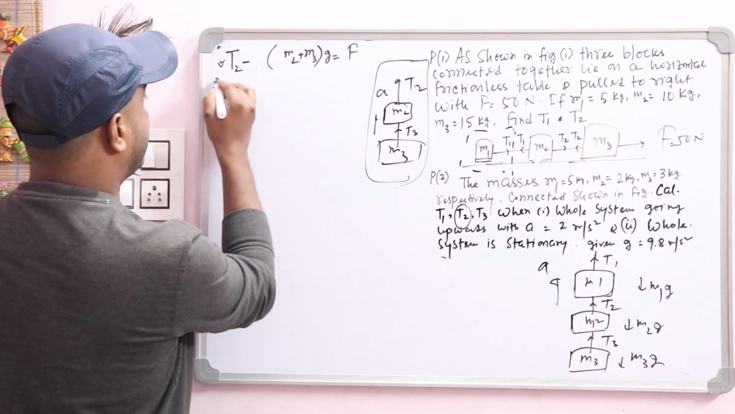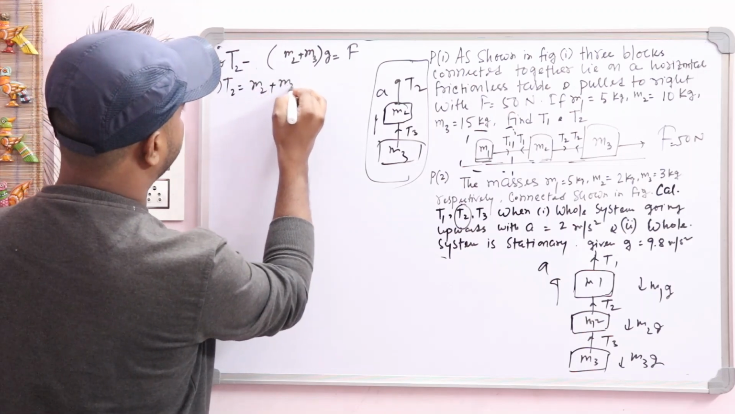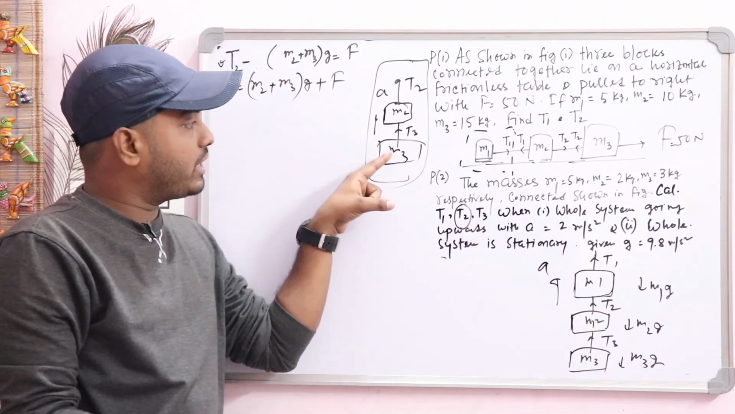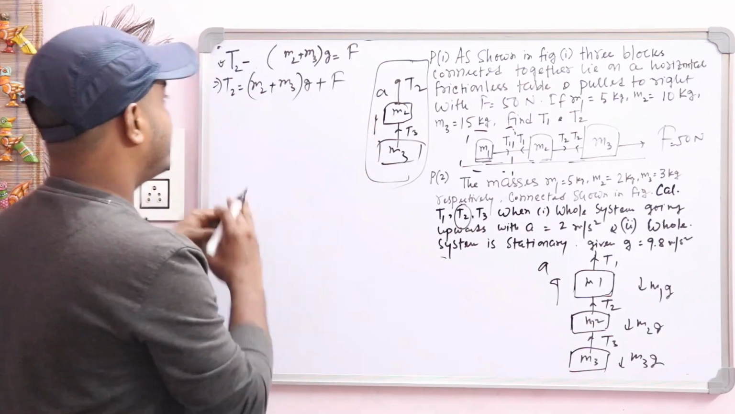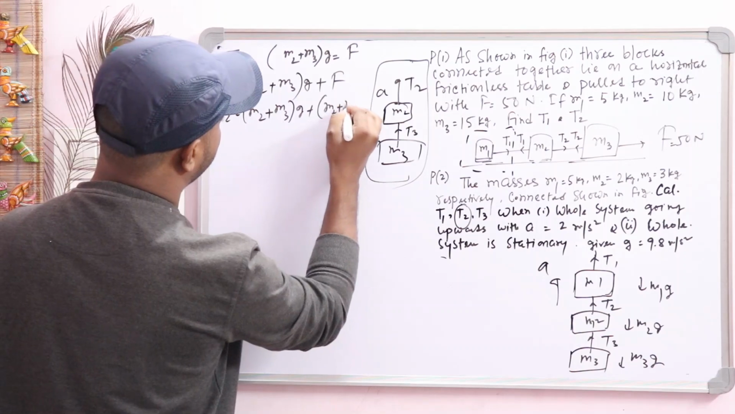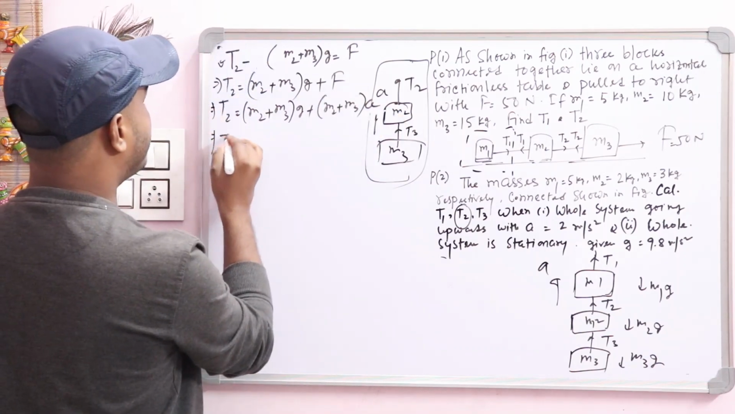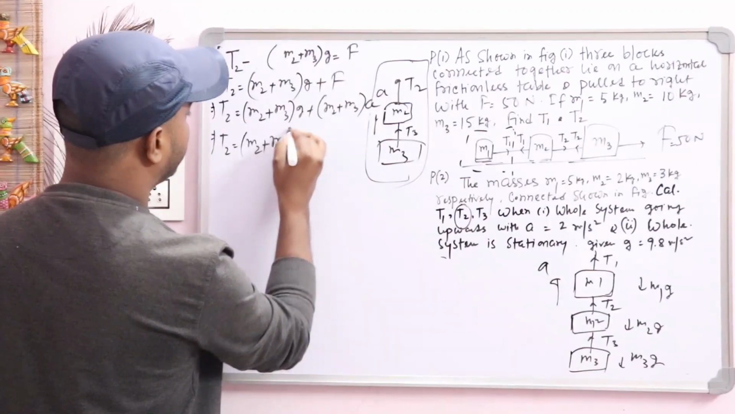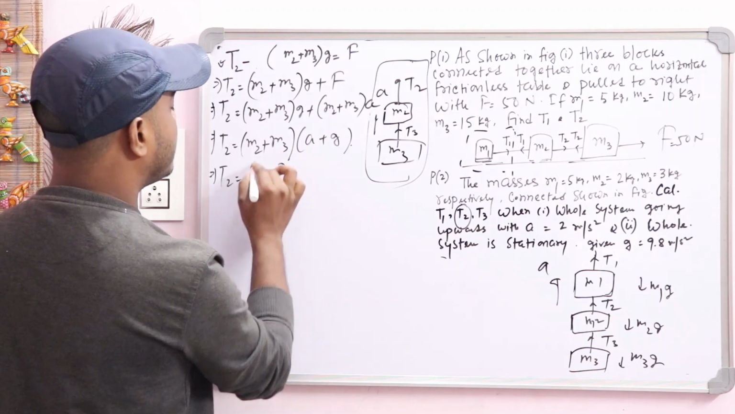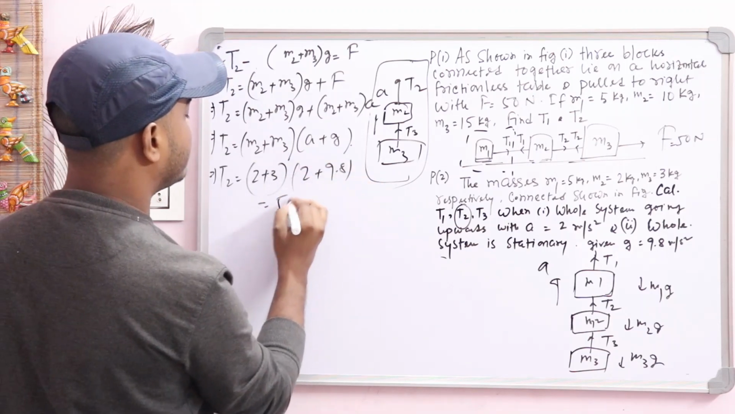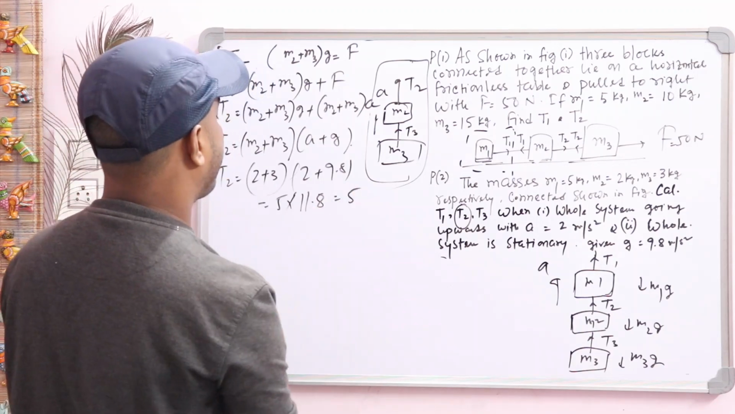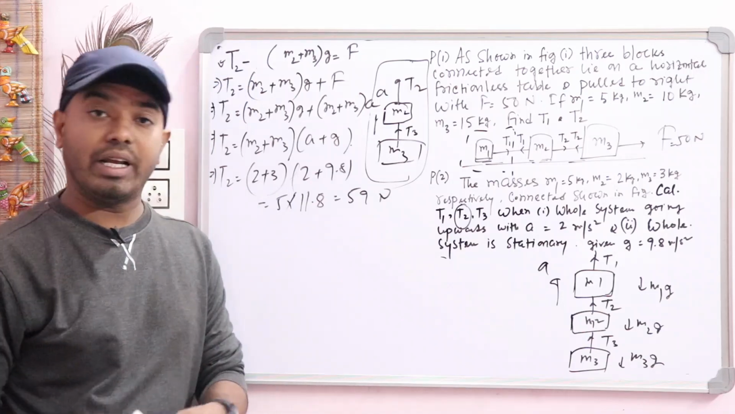Okay, now what is the value of T2? T2 is equal to (M2 plus M3)G plus F. And what is F here? F means mass into acceleration. Here the mass is M3 plus M2 and the acceleration is A. So T2 is equal to (M2 plus M3) into G plus (M2 plus M3) into A. If we take M2 plus M3 common, T2 is equal to (M2 plus M3) into (A plus G). Now putting in the values, M2 is 2, M3 is 3, acceleration is 2, and G is 9.8, that is 5 into 11.8, so 55 and 5, 8, 4, so this will be 59 Newton. So this is the value of T2 for the first case.